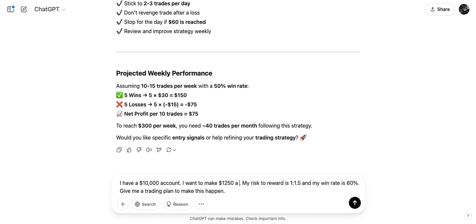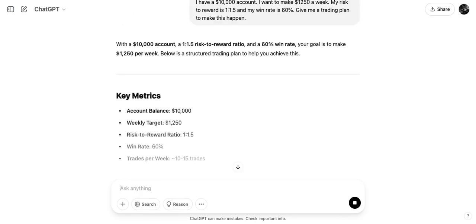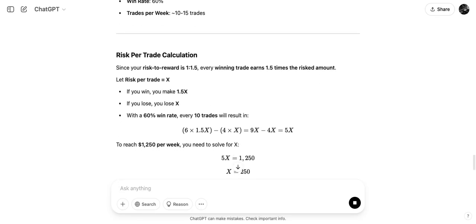So we want to make $1,250 a week. Risk to reward is 1 to 1.5. Win rate is 60%. So we have the account balance, the win rate, risk to reward. We got everything we need. So what's the plan, ChatGPT? We let it work its magic here, spit out all the math.